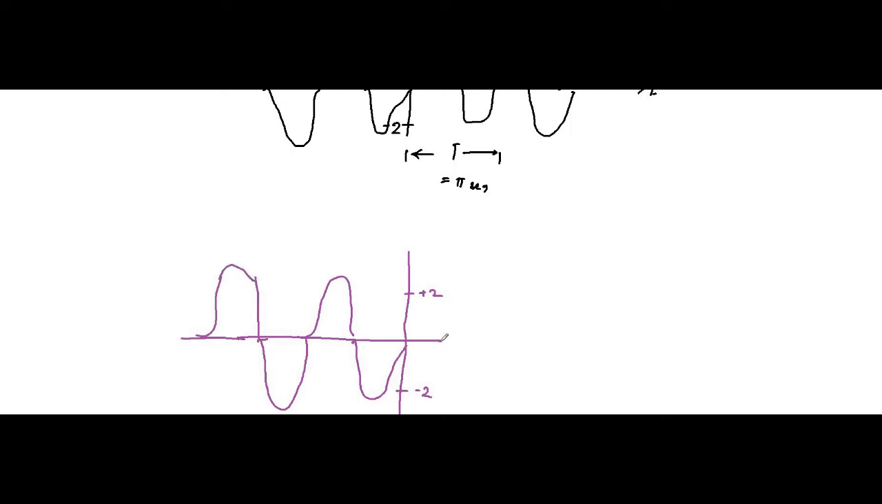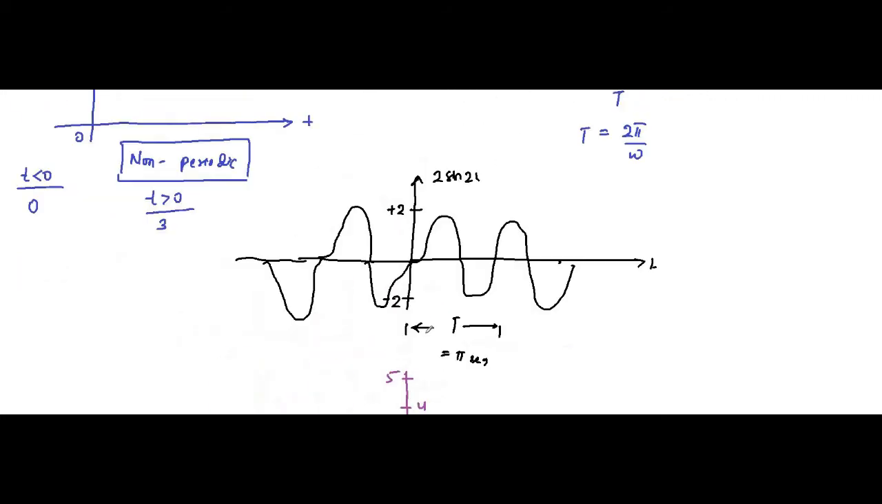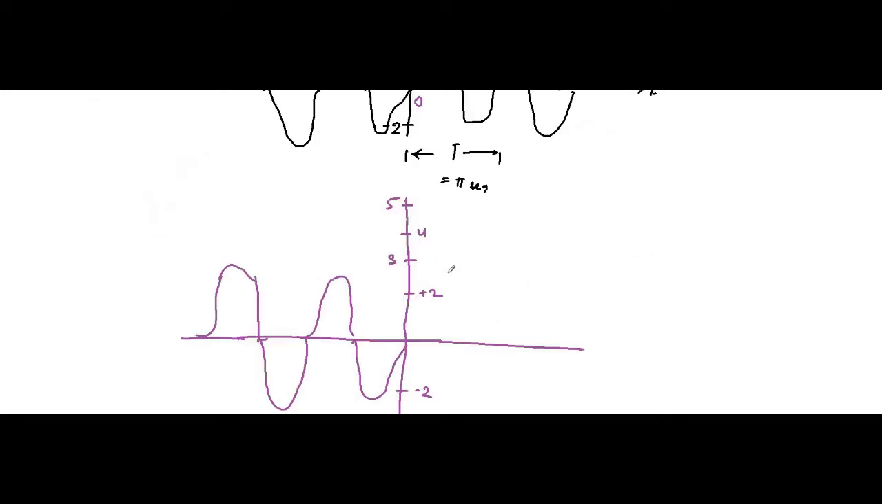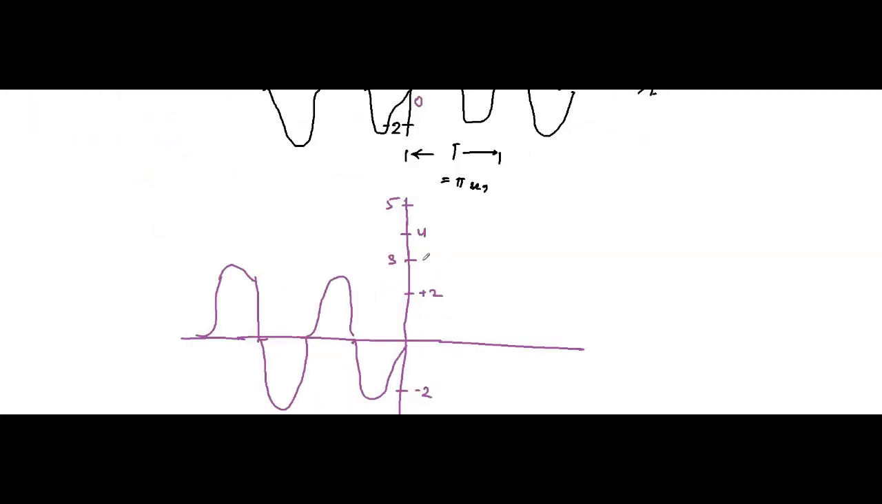And for the positive time, the amplitude will be slightly shifted, because this 3 will get added at each point. The amplitude at each point will be increased by a constant value which is equal to 3. This sinusoidal signal will get shifted. Initially it started from 0, now it will start from 3 with a peak value of 5.